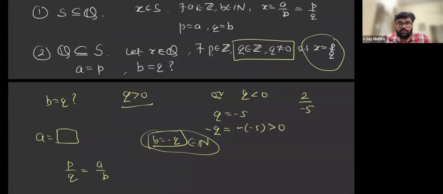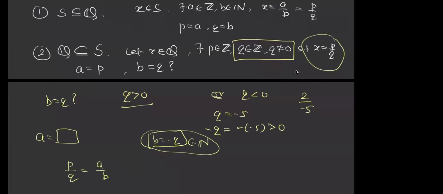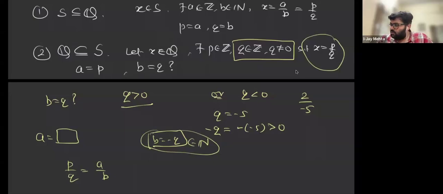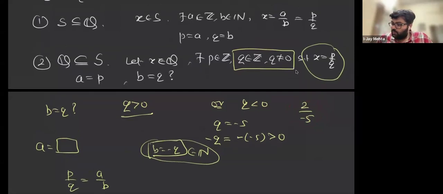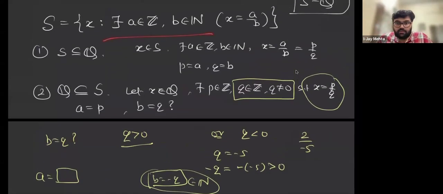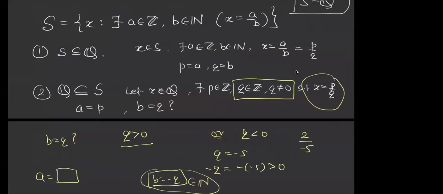Yes, Pritika? I have a doubt. Are we talking about a reduced form of the rationals or any form? I don't know reduced form. Now just think this is my number, 2 upon minus 5. How do I show it belongs to S? Do you think it belongs to S? Yes, sir. Okay.